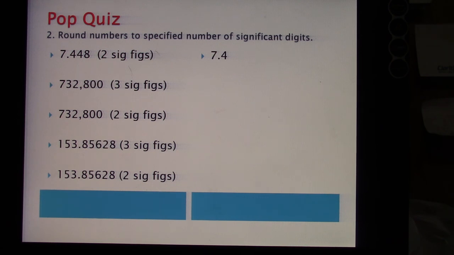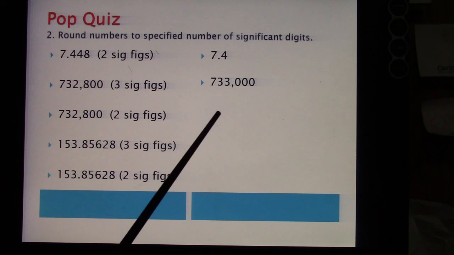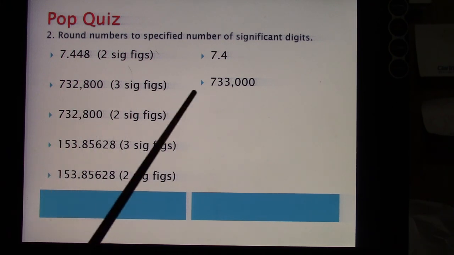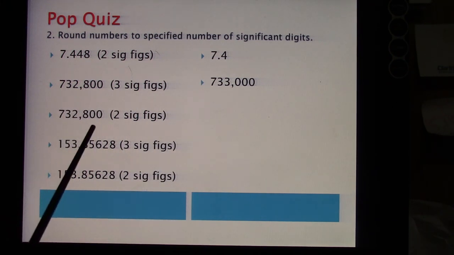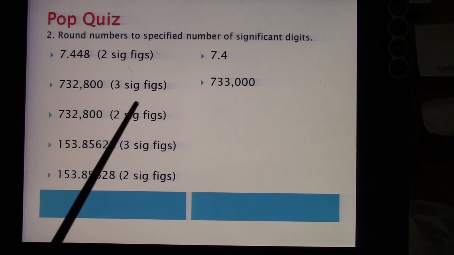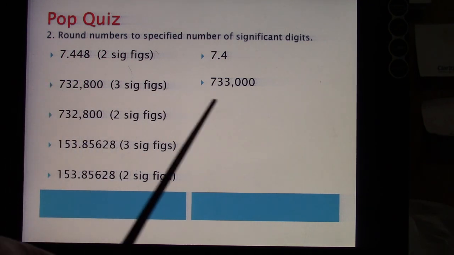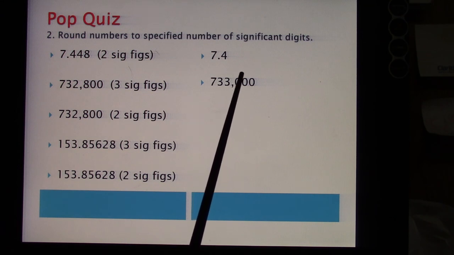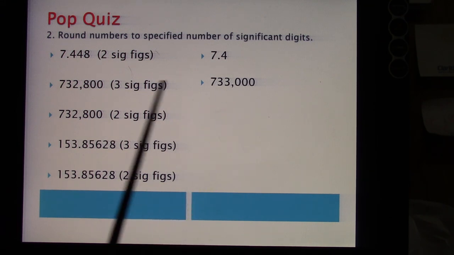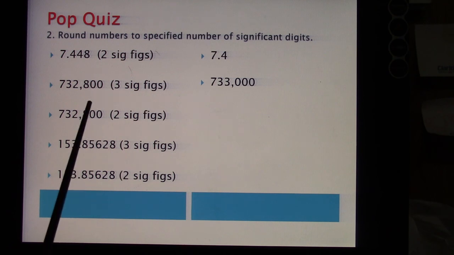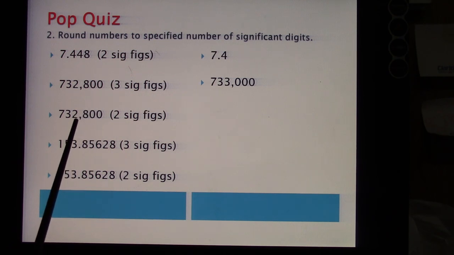Or how would you round 732,800 to 3 sig figs? 733,000. Now don't write 733 because that's not 733,000. You want to keep the same magnitude or size of the number. I'm sure if you had that much in your bank and the bank only rounded it to 733, you'd probably be upset. So the size of the numbers has to be the same. This has 2 sig figs. 2 is less than 5, so we drop it. So it's 730,000.